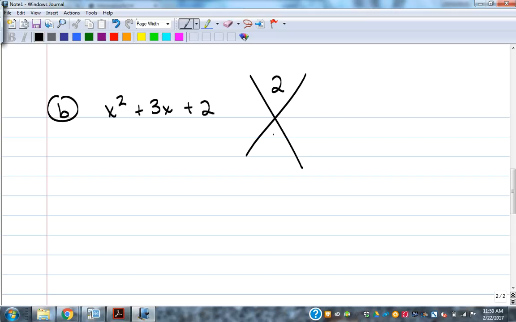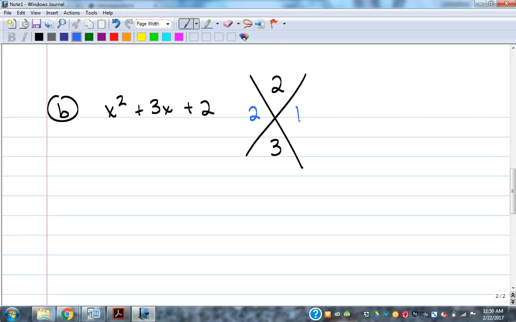What goes in the bottom? 3. All right, so we're setting the X up. We need something that multiplies to be 2, adds to be 3. Yeah, 1 and 2, 2 and 1. That's the only options for 2. So this one's a pretty easy one. So 2 and 1. What am I doing next?